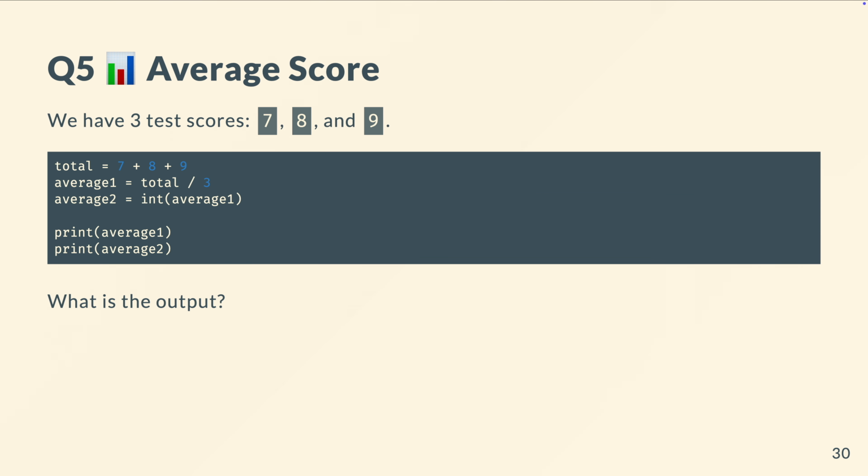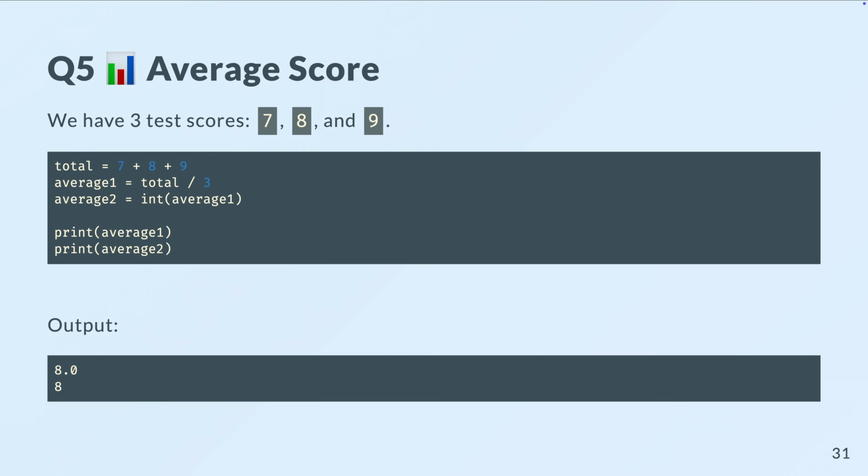A practice question. We have 3 test scores: 7, 8, and 9. Compute the average score. We add 7, 8, and 9 to get the total. Then we divide by 3 to get average1. Then we convert average1 to an int to get average2. What will the two print lines show? Pause and predict the outputs.